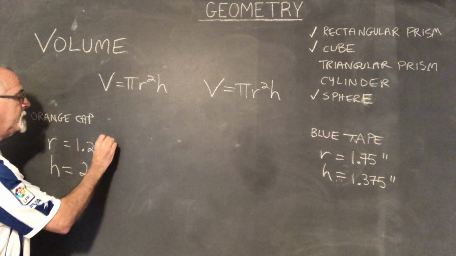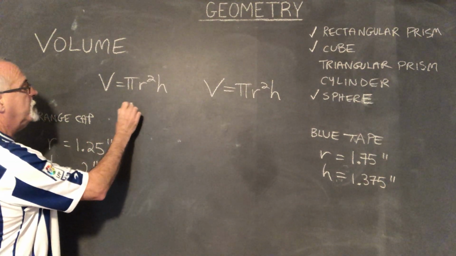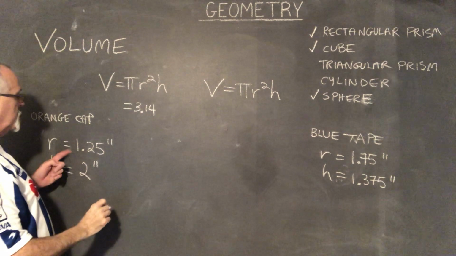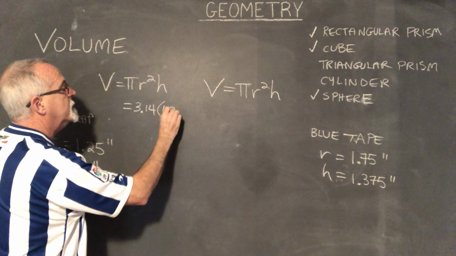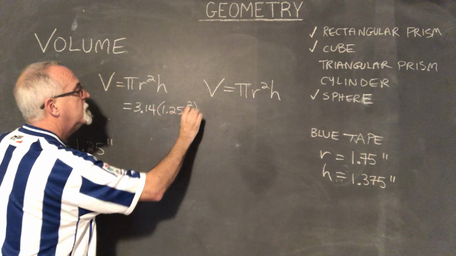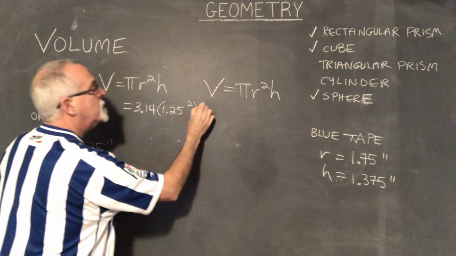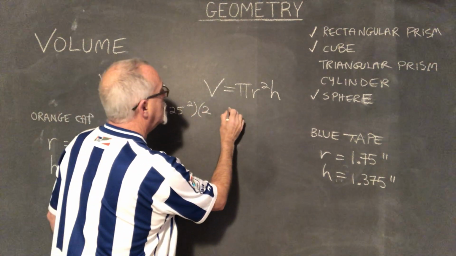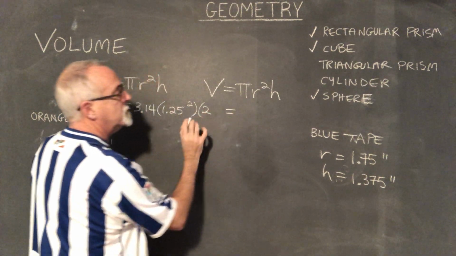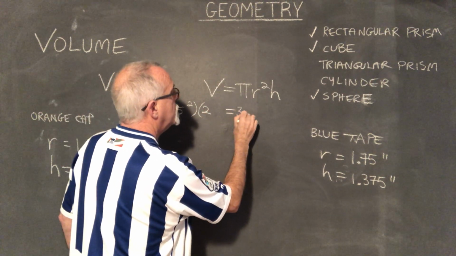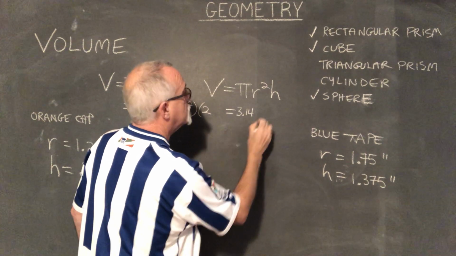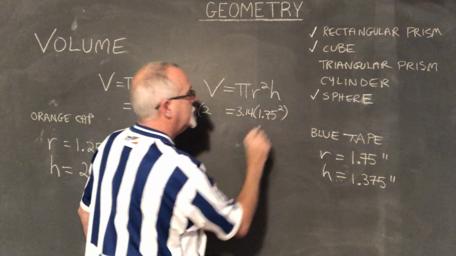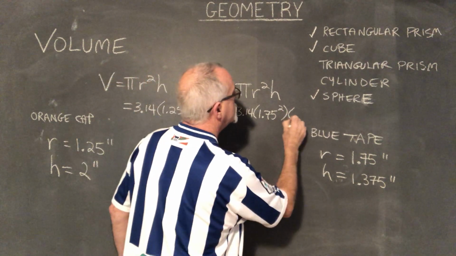1.25. Let's do our formulas. The volume of this one, pi, that's 3.14, times r squared, that's 1.25 squared. And then the height is the 2. I'm running out of space. I didn't really leave enough space, so I'll just still do this. We should be okay. Pi 3.14. Radius 1.75 squared. I'm writing a little smaller. Plan ahead, Doug. Height 1.375.